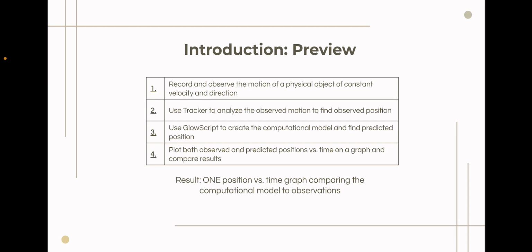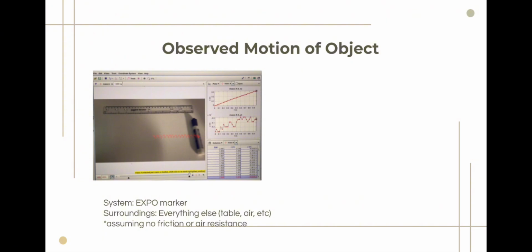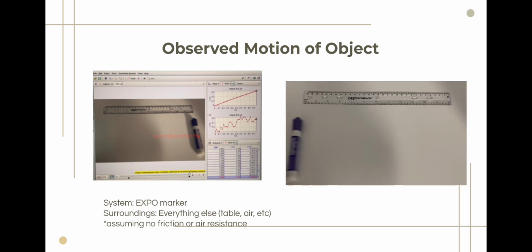Here you can see the Tracker software showing the observed motion of the object. I chose an expo marker, and this will also serve as the system. It's also important to note that we are assuming no friction or air resistance to assume constant velocity. Now I will show a short video of the expo marker in motion.